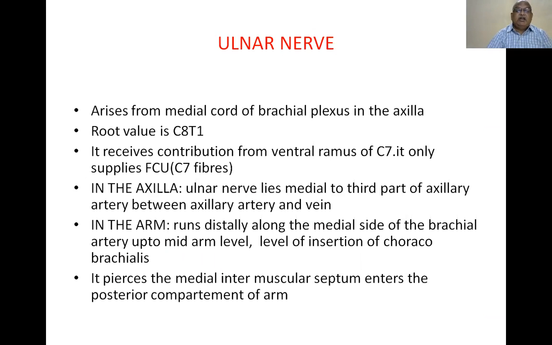Ulnar nerve arises from the medial cord of brachial plexus in the axilla. Root value is C8 and T1. It receives contribution from ventral rami of C7. It only supplies flexor carpi ulnaris, C7 fiber.